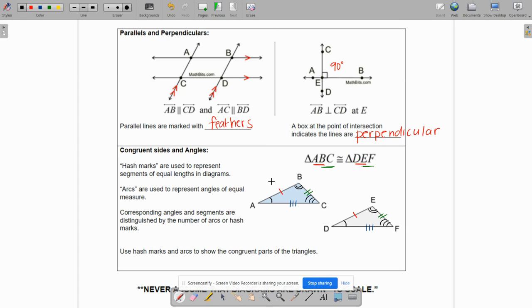The biggest thing is that you can never assume that any figures are drawn to scale in geometry. So you need to pay attention to the actual marks on the figure and the different symbols used when naming, and that's going to tell you more information than if it would be drawn to scale.